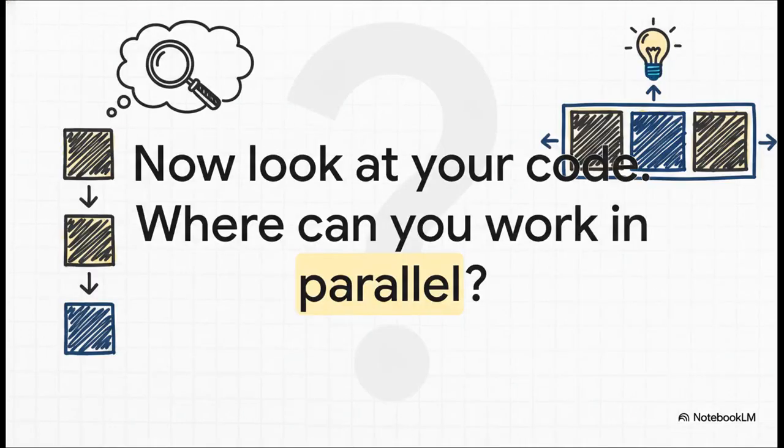So we've gone through the theory, we've looked at the patterns. The only thing left to do is actually put it into practice. So I'm going to leave you with one final question to think about. Go look at the code you write every single day. Now that you know these patterns, now that you know what to look for, where's that hidden opportunity? Where can you stop thinking in a straight line and finally start working in parallel?